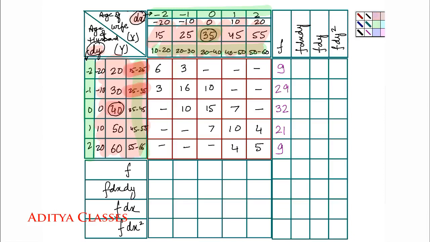Similarly, what happens in case of wife? Wives with age of 10 to 20, how many such cases were recorded? 9. Wife with age of 20 to 30, how many such cases were recorded? 29. Let us go ahead and fill it.